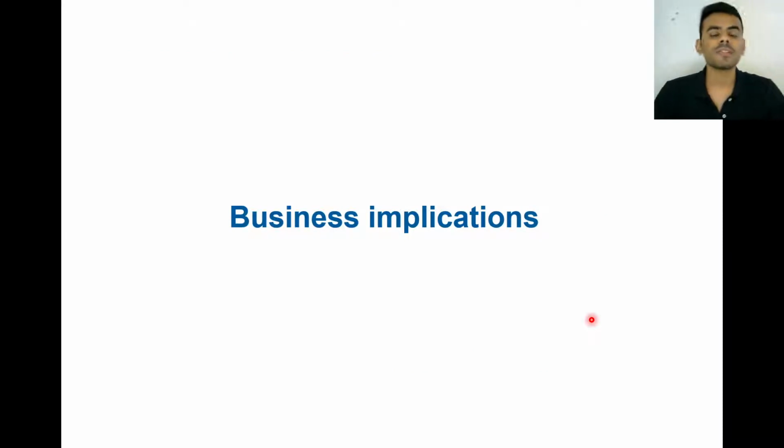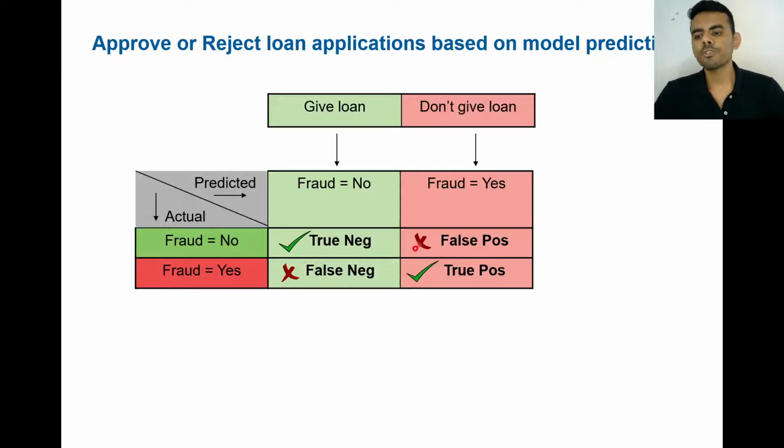Now let's talk about the business implications. If you remember, along the columns, we had our predictions, and along the rows, we had our actual values. Now, when you are implementing a model in real time, you do not have the luxury of actual values. You just have input data, and your model predicts that this is probably a fraudulent case or not a fraudulent case. So the business implication boils down to saying that whenever the machine predicts non-fraud cases, you would end up giving a loan to this person. And whenever the machine predicts fraudulent cases, you essentially say, okay, this is a risky case. I don't want to give a loan to this person.